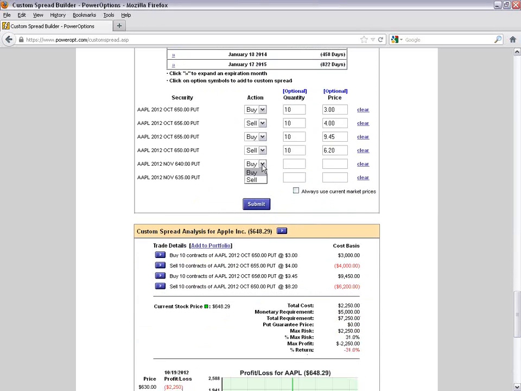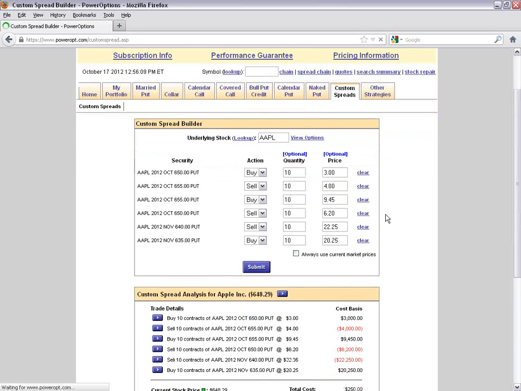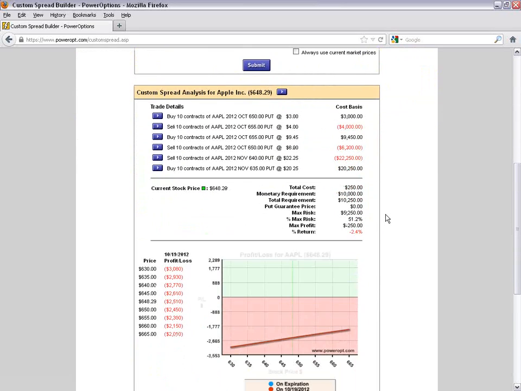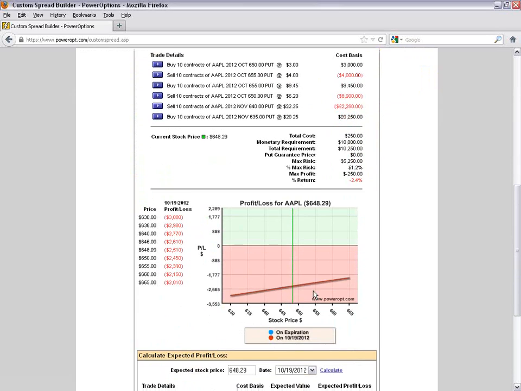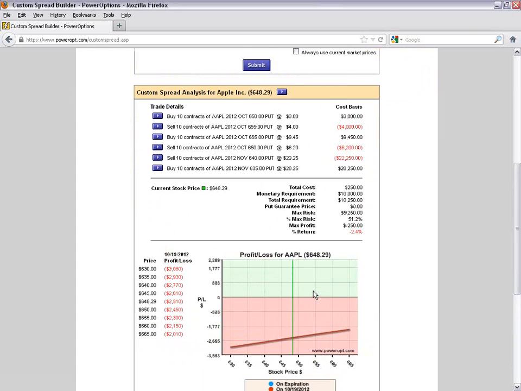And what are we doing here? We're selling to open the 640, buying the 635. So we're doing an adjustment manually using the custom spread tool. And let's click submit. That's what I figured. So even with rolling, this is showing us at the halfway point. Let's see what it would look like. Even with rolling, we're still at a locked-in loss of 250.